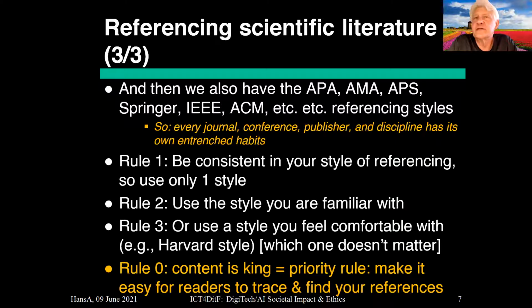Rule two is use a style you are familiar with. For example, if you have been taught APA, you do that. If you are a physicist, you do it the APS way. Rule number three, if you have not done this before, then just pick one. For example, you might pick the Harvard style. Which one doesn't matter, but do it consistently. And the priority rule is that content is king.